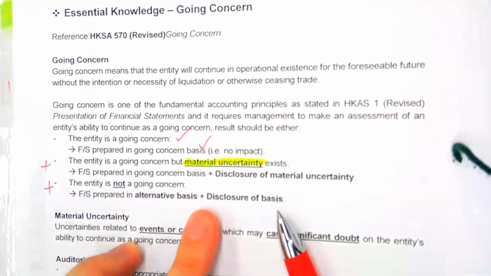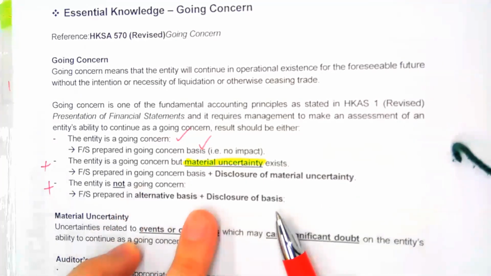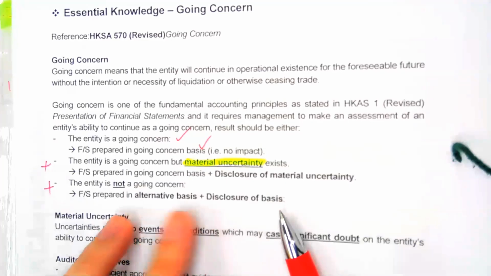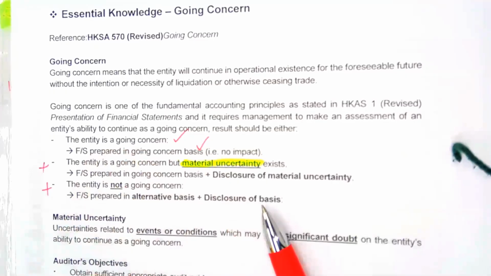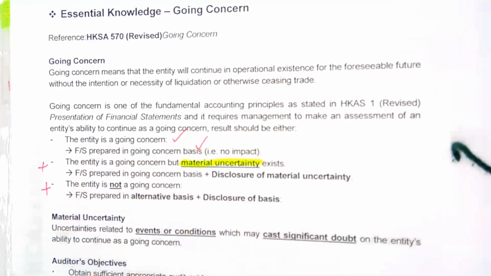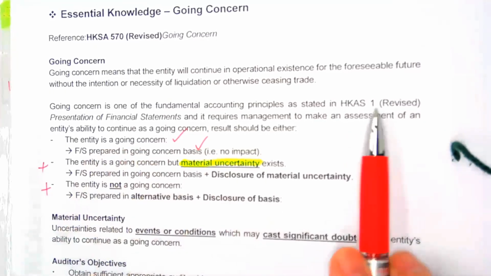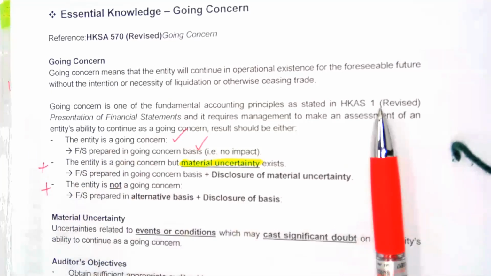Because the financial statement is not prepared under going concern and uses an alternative basis, you will need to disclose the basis. You need to tell the user this financial statement is not prepared under going concern basis. Draw their attention. So these are the three situations that can happen under HKAS 1. If you are preparing your financial statement in accordance with HKFRS, these should be the three situations.